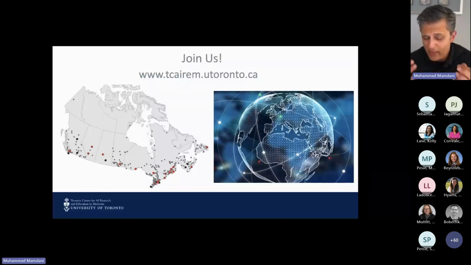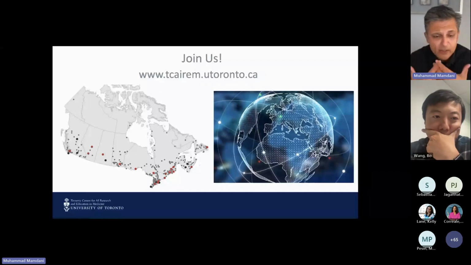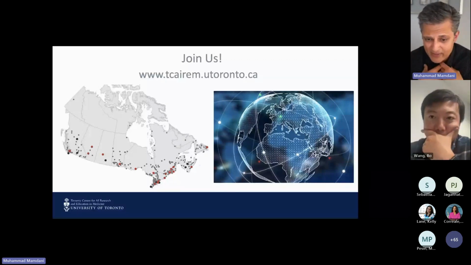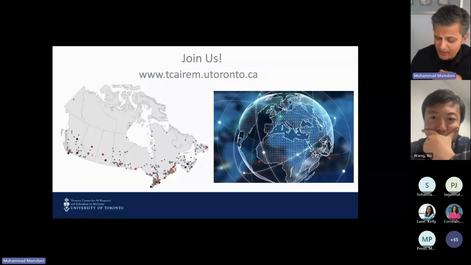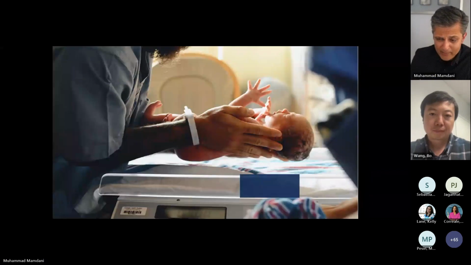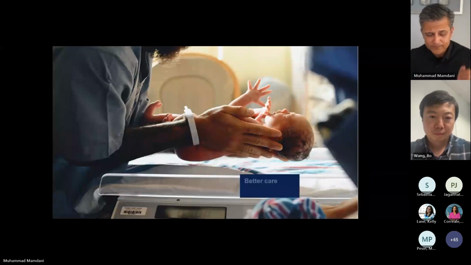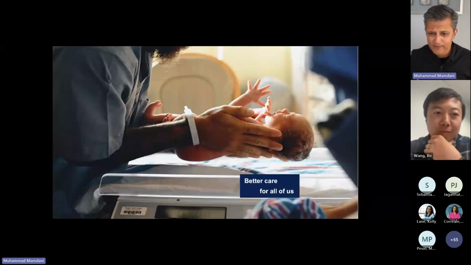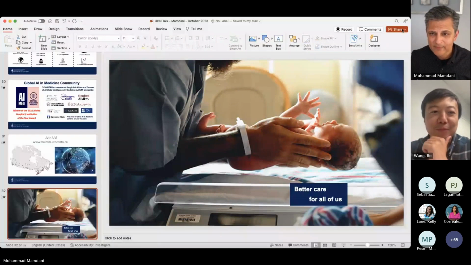And this is how I think we're all going to come together, learn from each other, because certainly we've had successes, but we've also had failures. We'd love to learn from others as well. And this is how I think we're going to be able to develop solutions, deploy them, and provide better care for all of us. And I will end here.